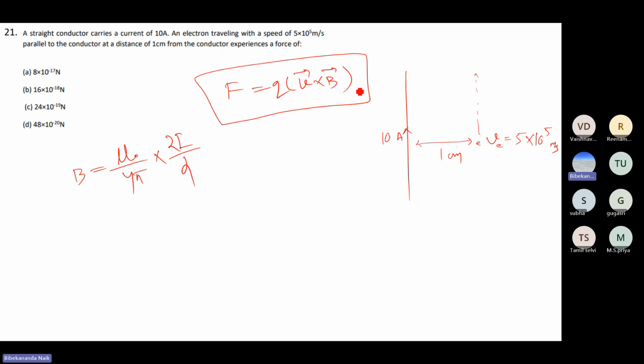The angle between V and B you can calculate because it is given the electron is traveling with a speed parallel to the conductor. So the angle is known to you. The value of V is also given, the velocity of the electron. So you need to just put all the values here and calculate the value of the force that it will experience. D is also given, D is 1 centimeter. So is there anyone who can calculate and tell me what will be the force that the electron will experience?